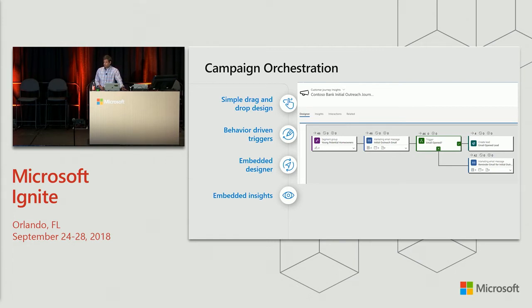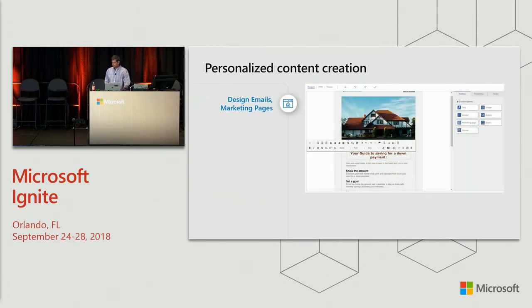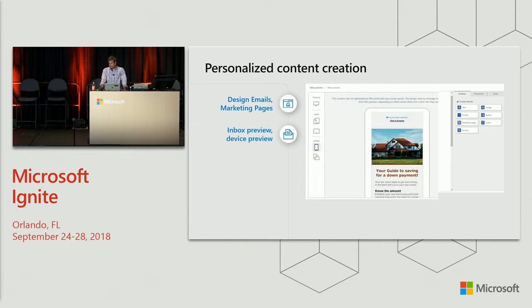So I went through the campaign creation scenario, but now you need contents to really bake them up. So this is where the capabilities of the marketing app come in. It has a nice drag and drop designer which helps you easily build out all of these contents, and it helps you see how it will look across different devices.